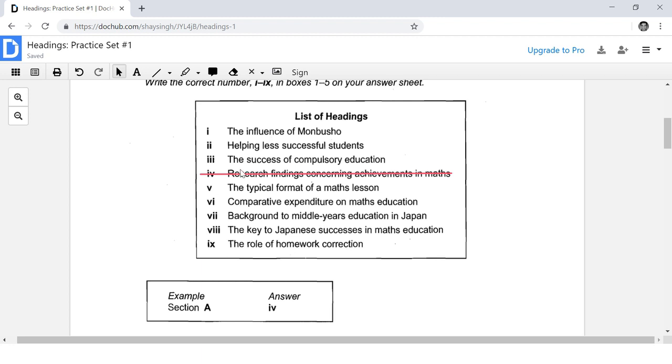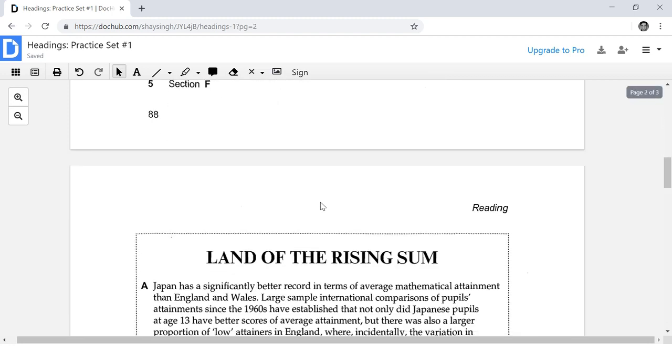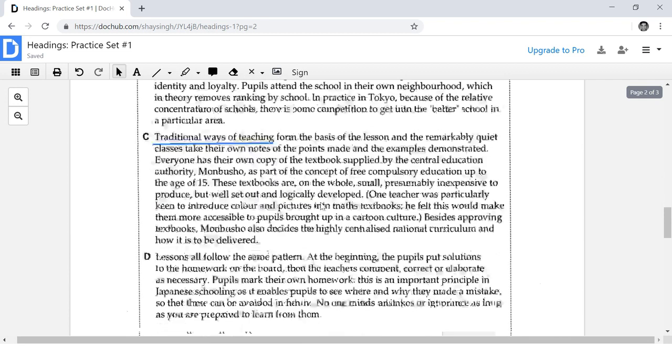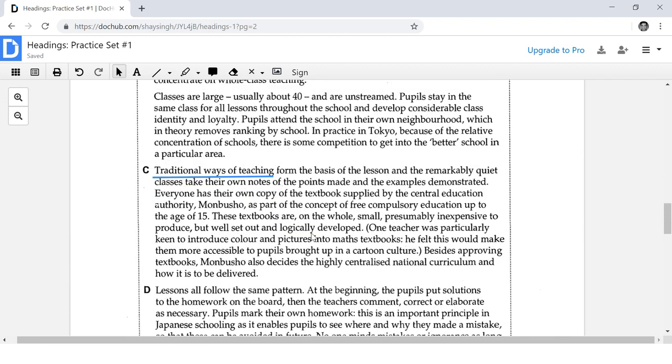Okay, I don't really see any synonym language here regarding the traditional way of teaching. So I'm going to come back to my paragraph. I'm not really sure what my answer is here. So what I'm going to do now, I'm also going to read the last sentence.